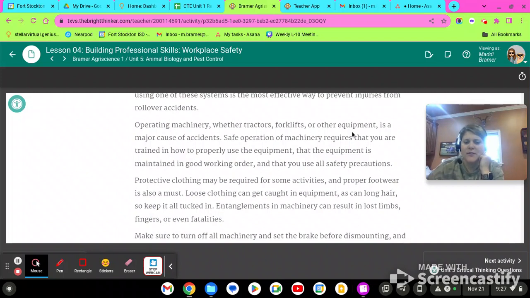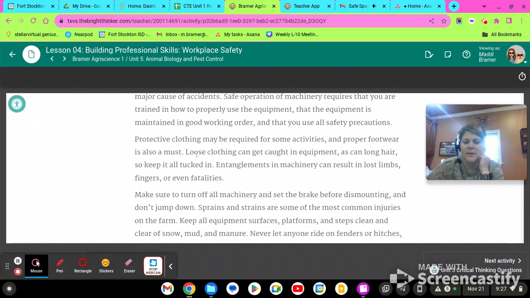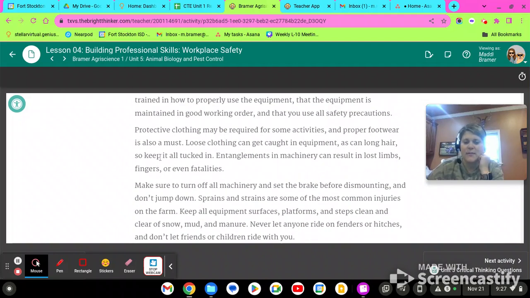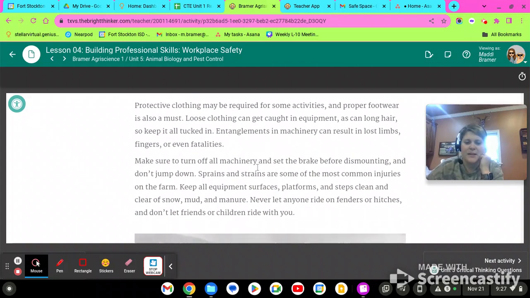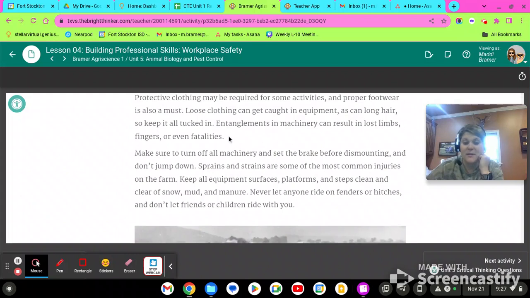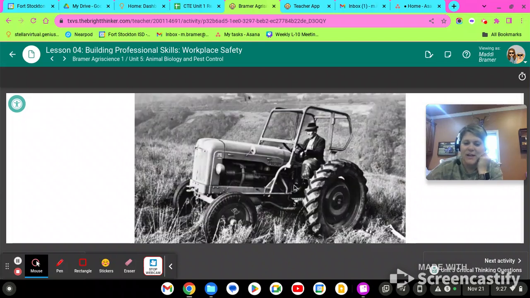Operating machinery, tractors, forklifts, and other equipment is a major cause of these accidents. Safe operation requires you to be trained, so make sure you're trained to do it before you hop on that tractor. Protective clothing: loose clothing could get caught in equipment, such as long hair. You need to tie that back. Entanglements in machinery could even cause lost limbs, fingers, even fatalities. I know several farmers and agriculture workers who have lost at least one finger due to an agriculture accident.